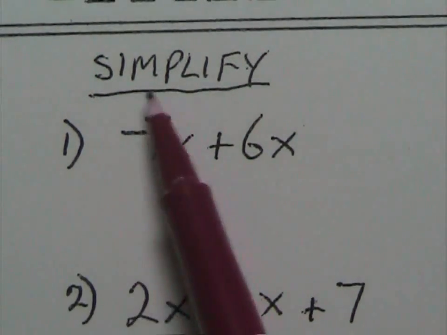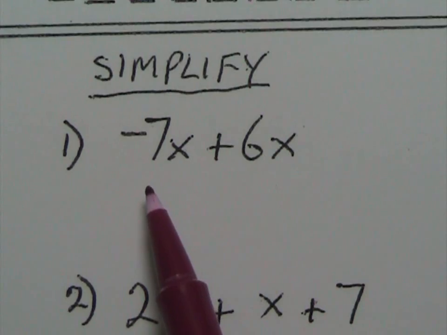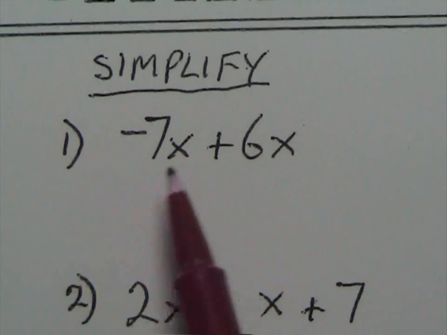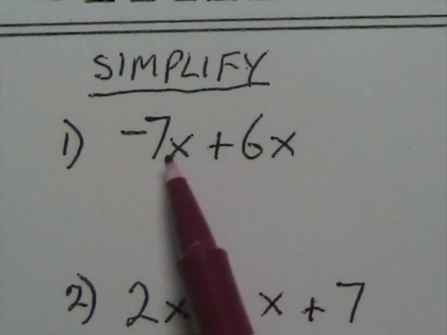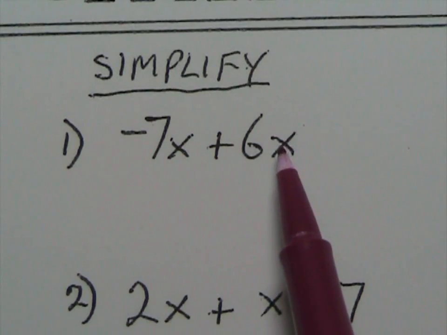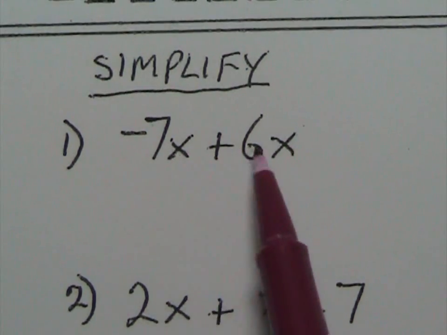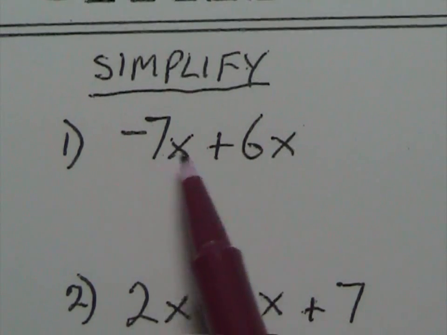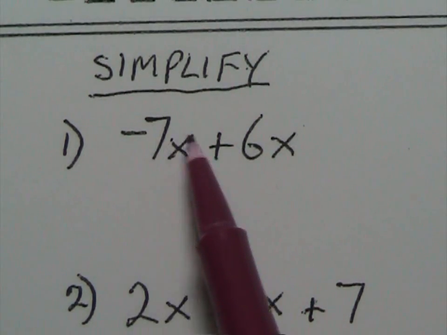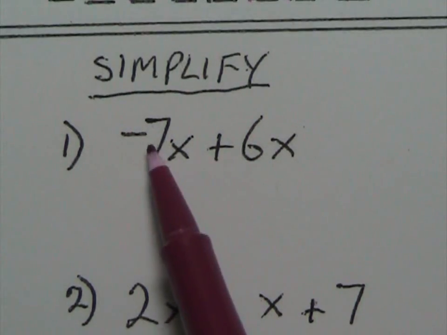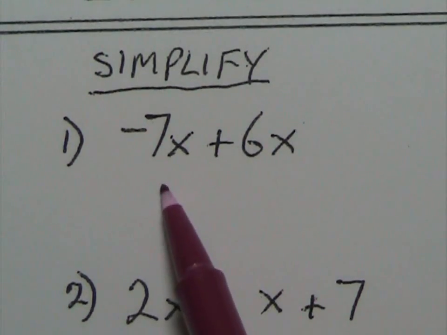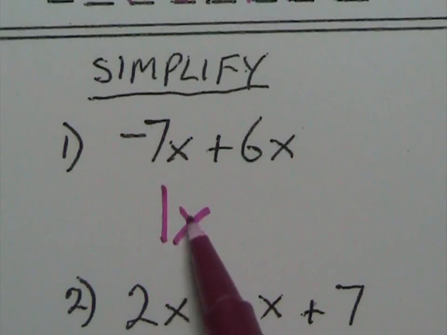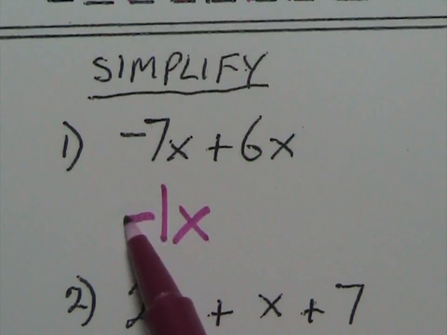Okay, on number 1, we're going to simplify this. And notice we're going to put everything together to have the same terms. Notice this has an x and this has an x. This is a term, that's a term. They have the same variable, therefore they are like terms. We can combine those together. So negative 7 and 6. Negative 7 and 6 makes 1. So it's 1x. And there's more negative. So it's negative 1x.